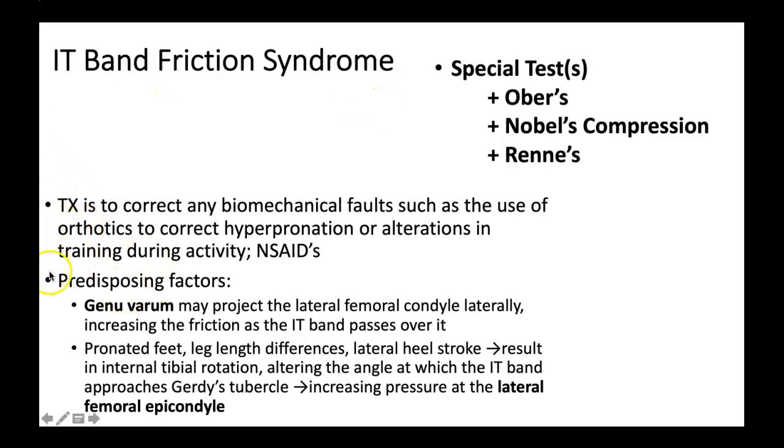But our predisposing factor to an IT band syndrome is genu varum. What we know about genu varum is it's going to stress or stretch the IT band and cause more friction of the IT band as it passes over that femoral condyle and epicondyle. And then we know that pronated feet, leg length differences, and lateral heel strike all result in tibial internal rotation, which essentially alters the direction and the angle of pull for the IT band, which means it increases pressure at the lateral femoral epicondyle, causing more irritation, right, you guys?